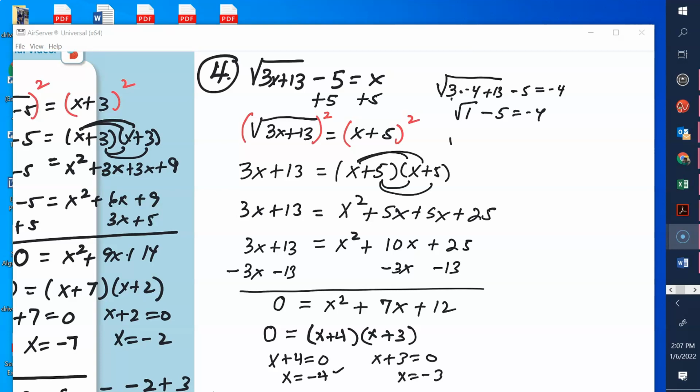And the other one? The square root of 3 times negative 3 plus 13, minus 5 equals negative 3. What's 3 times negative 3? Negative 9 plus 13, square root of 4, minus 5 equals negative 3. What's the square root of 4? 2 minus 5. Is that negative 3? So both work?